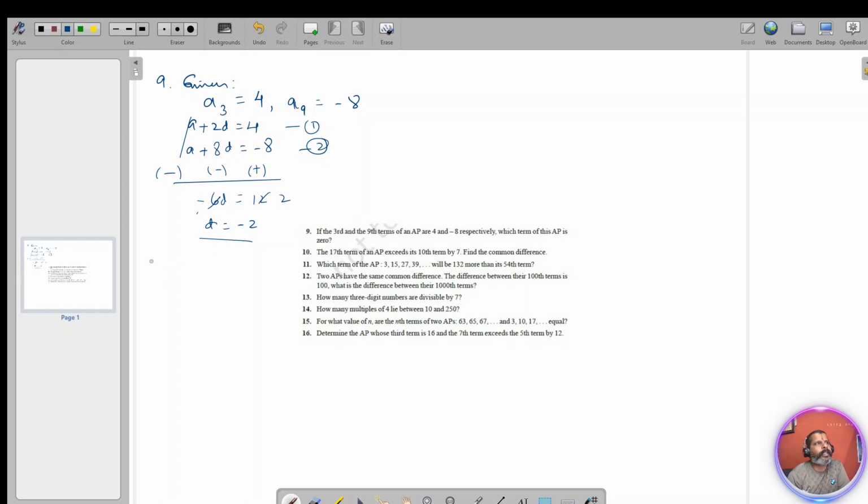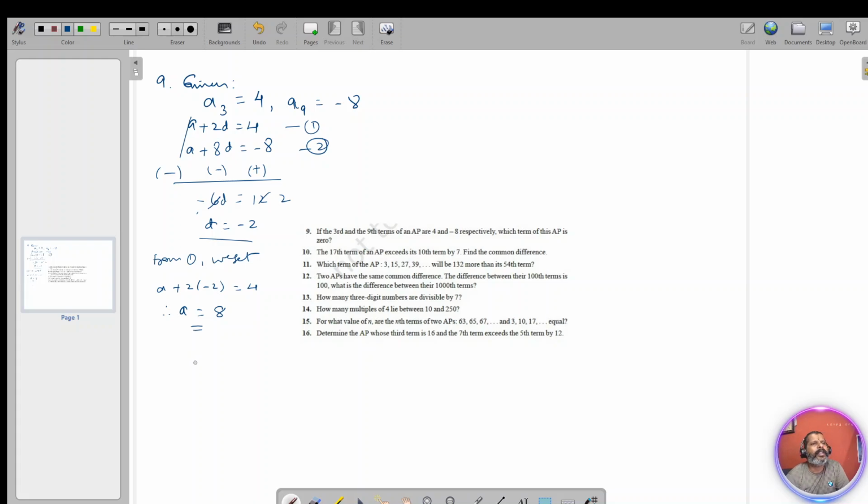So substitute this in any of the above equations, you get a. Therefore I'll do it in equation 1: a plus 2 times d, with d as minus 2, is 4. Therefore a is equal to 4 minus 2 into minus 2, minus 4. When you transpose it will become plus 4. 4 plus 4 is 8. A and d you got it, right?